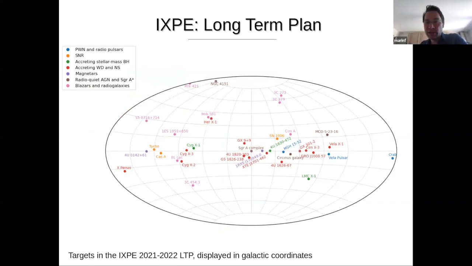The IXPE long-term plan is shown here, with all the sources we have observed for the past almost 2 years, 1 year and a half. You can look if your favorite sources are here. But basically, we have explored all sources in the sky which emit bright X-rays, with the exception of the sun, because the sun will clearly destroy the IXPE detectors because it's too bright. We haven't done the moon, the Earth, and the planets of the solar system, because they are not bright enough. But here, as you can see, we have observed several radio quiet AGN, also the galactic center, and several radio loud AGN and blazars.